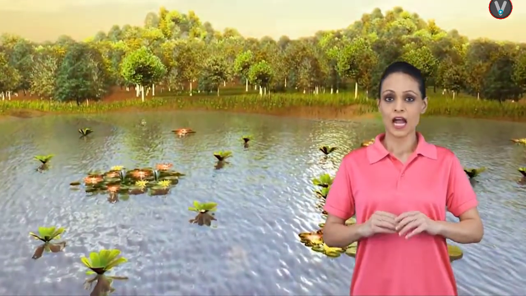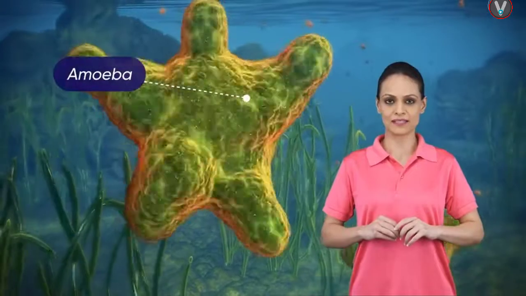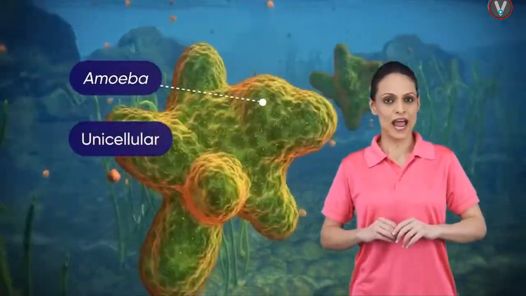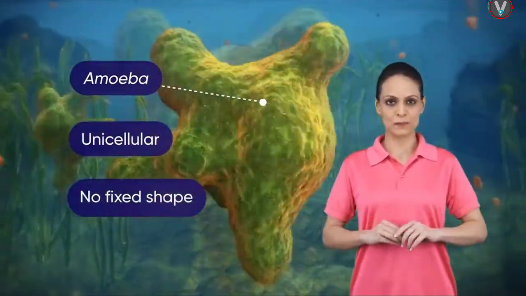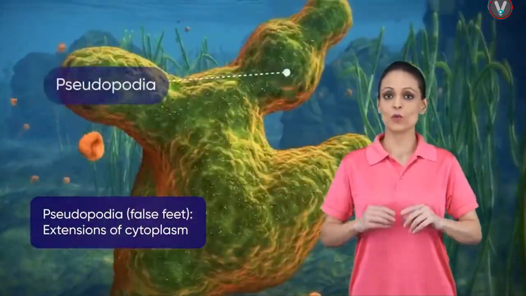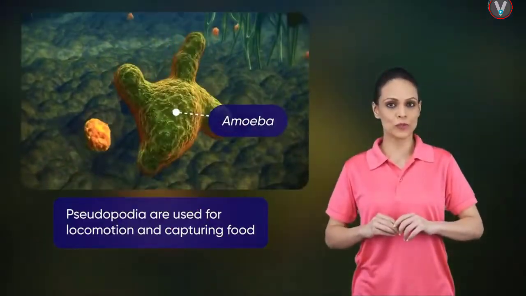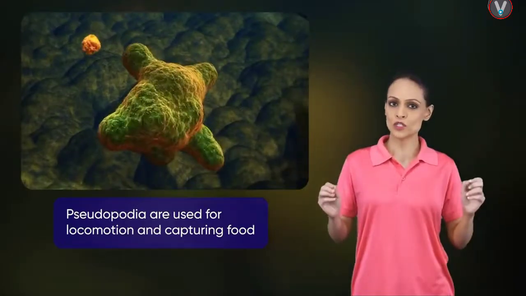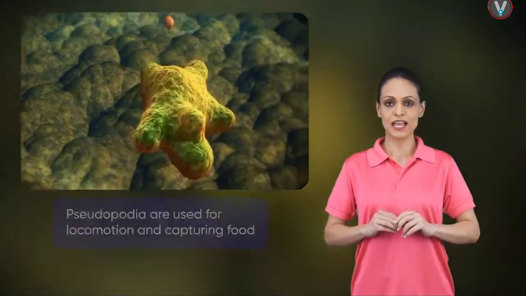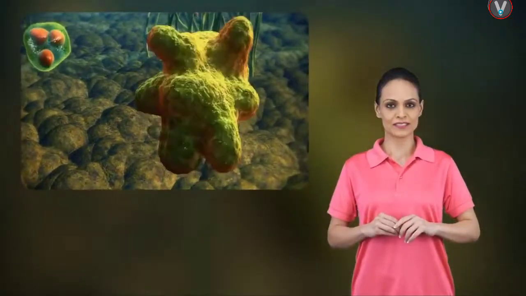A pond, though it looks quite still at the surface, is actually buzzing with life inside it. A look at aquatic life shows the presence of numerous amoebae. These are unicellular animals which have no fixed shape. They move around with the help of pseudopodia, which are extensions of the protoplasm. When amoeba comes in contact with a food particle, it forms pseudopodia in that direction and engulfs the food.